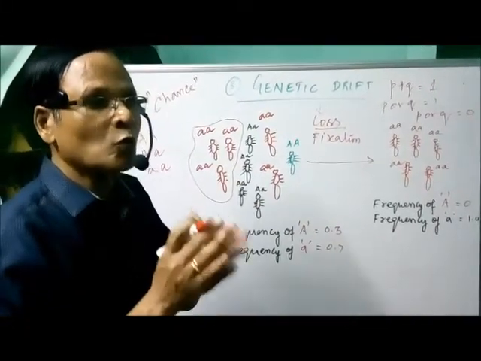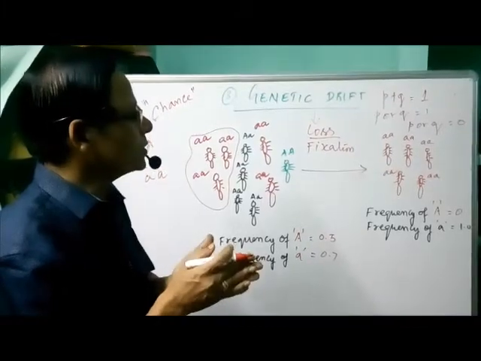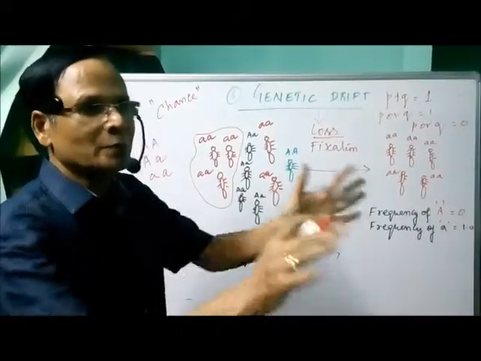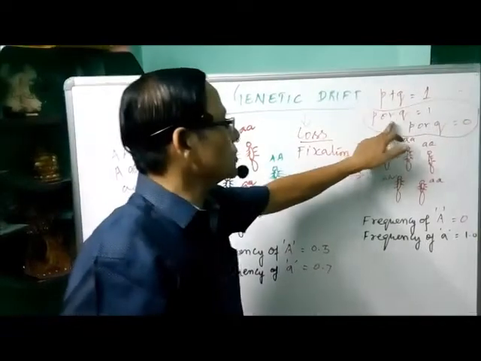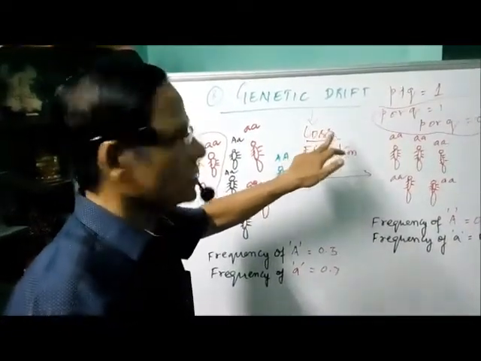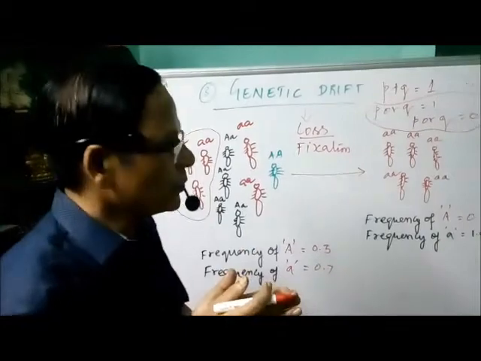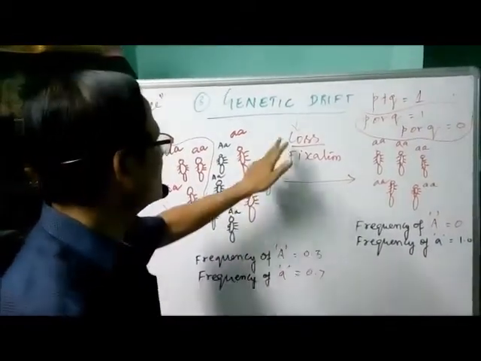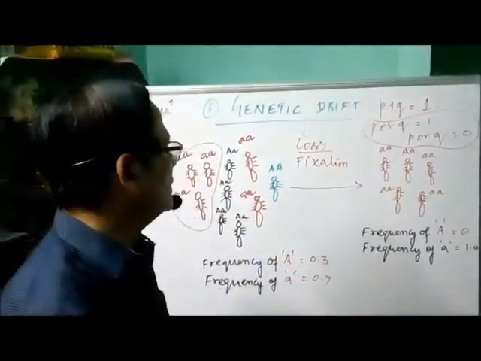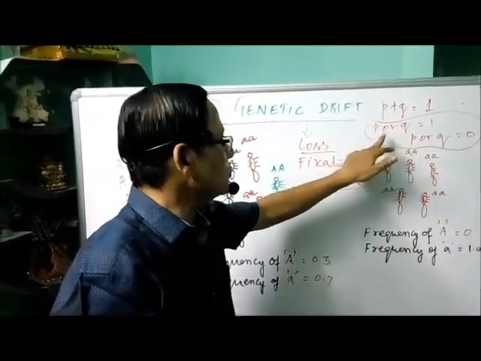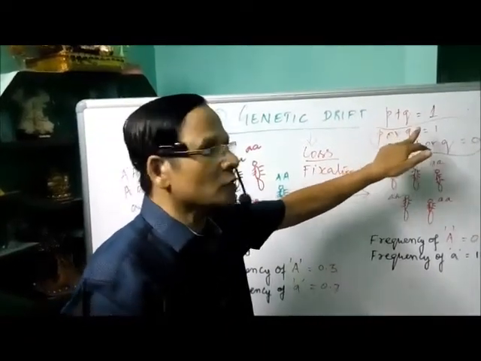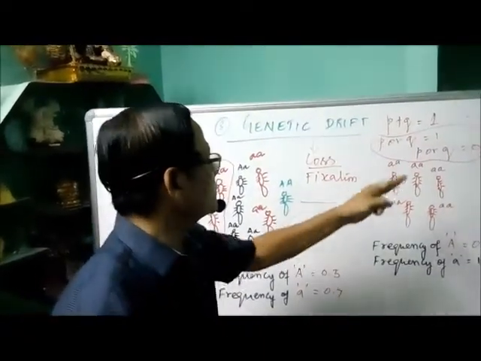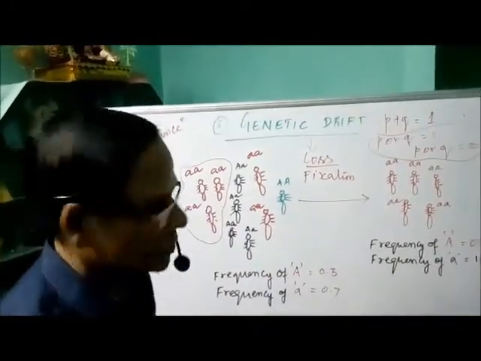The second case, P or Q is equal to 0. Meeting an accident, both died. So there is no dominant or recessive gene for that character in that population. This is what we call genetic drift. When one of the two genes is lost, it is called loss. If one gene is lost and another one survives, that process is called fixation. So P or Q is equal to 1 is called fixation, and P or Q is equal to 0 is a loss of both the genes in the population.